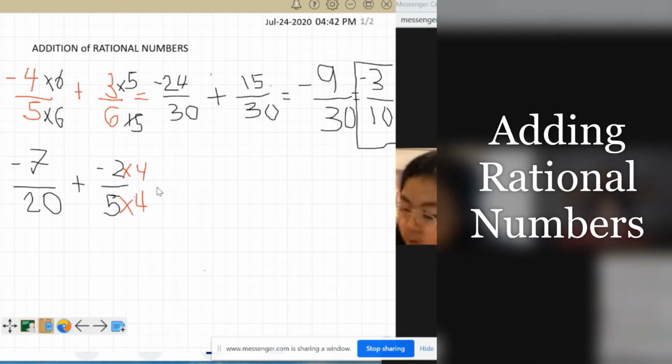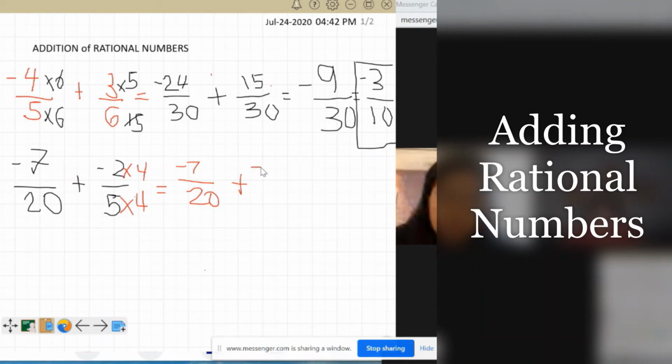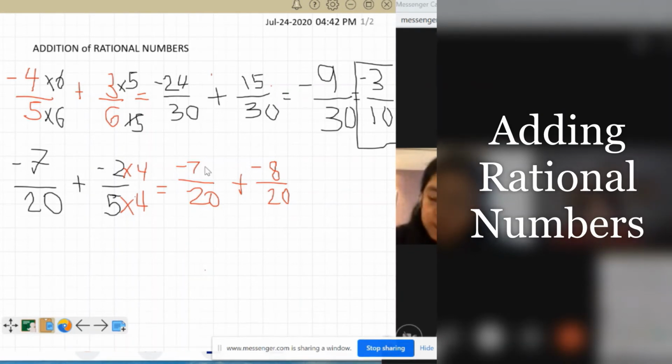Now, let's rewrite the fraction. So that will become negative 7 over 20 plus 2 times 4 is negative 8 over 20.